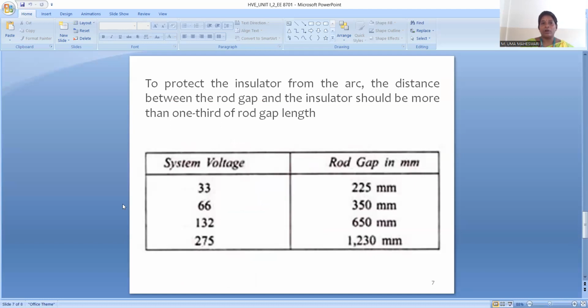For this rod gap arrestor, in order to protect the equipments, the distance between the rod gap and the insulator should be 1/3 of the rod gap length. If the system voltage is 33, then the rod gap length should be 225 millimeter. If it is 66, the rod gap distance should be 350 millimeter. If it is 132, the distance between them should be 650 millimeter. And if the system voltage is around 275, the distance between the two rod gaps should be around 1230 millimeter.